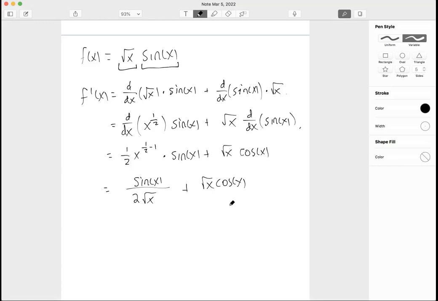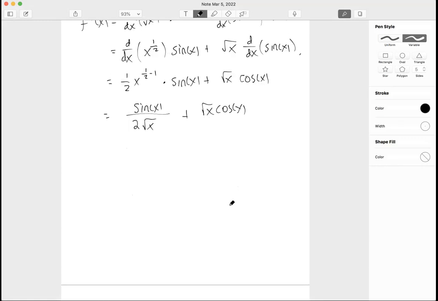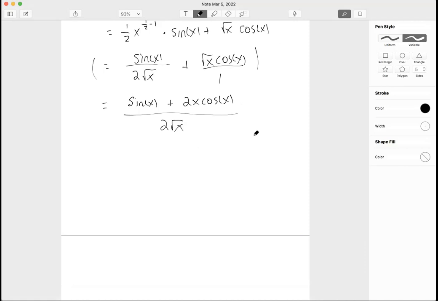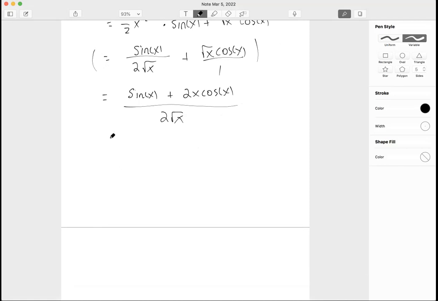Okay, so you could just leave it like this, or if you want, you can combine the two fractions. So you could leave it like this, but you could just combine and have sine of x plus 2x cosine divided by 2 radical x. So I'm just multiplying by 2 radical x for the second term there. And if you really wanted to, you could rationalize the denominator as well. So either of these are fine.